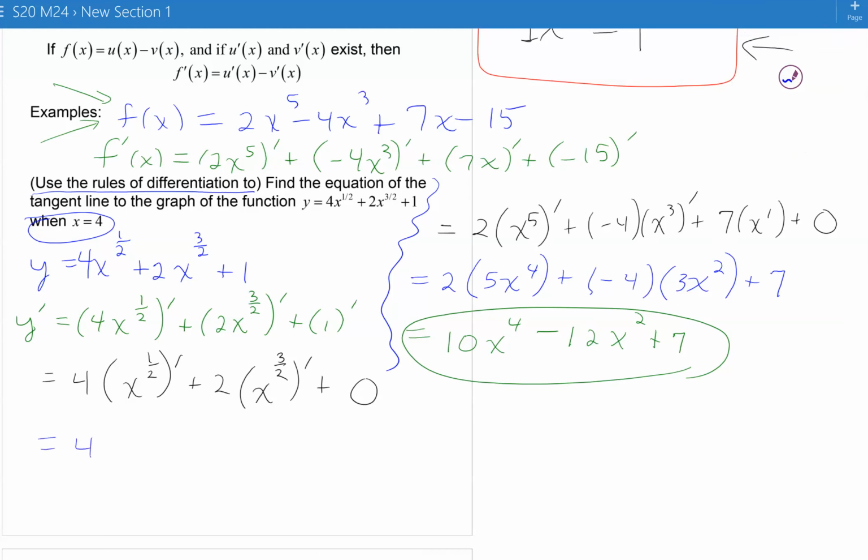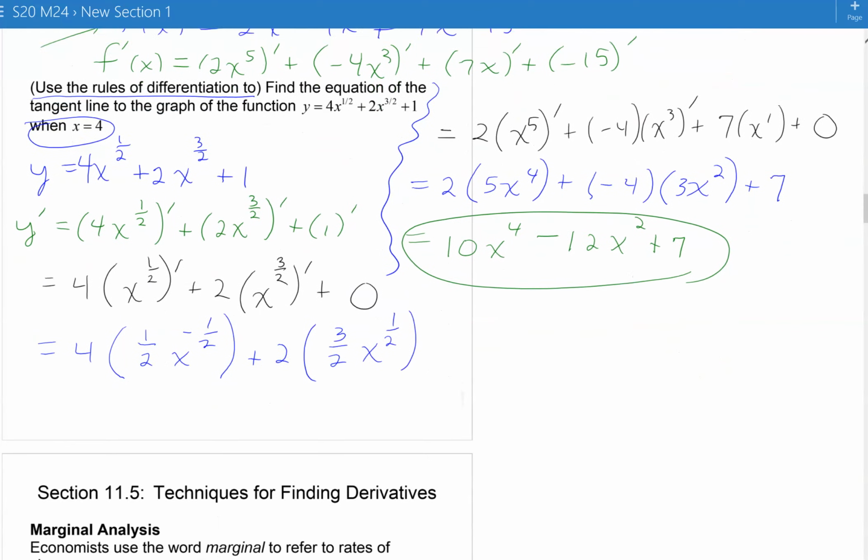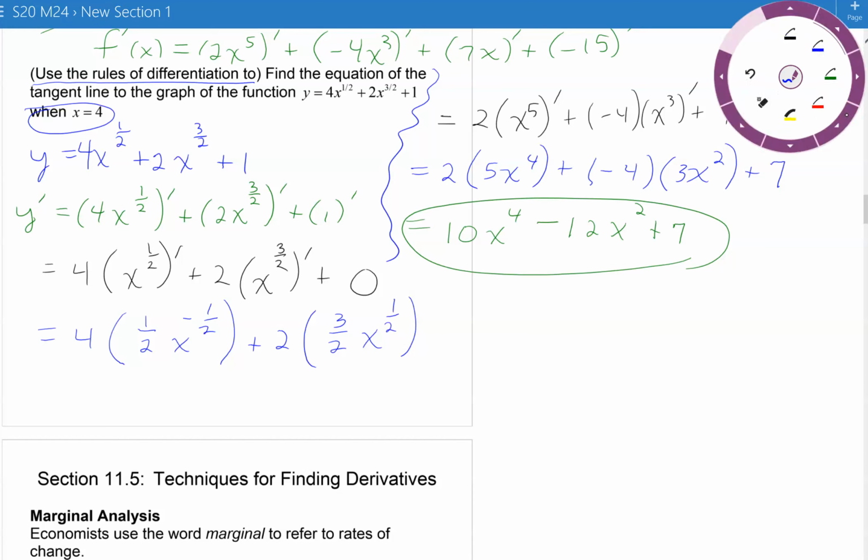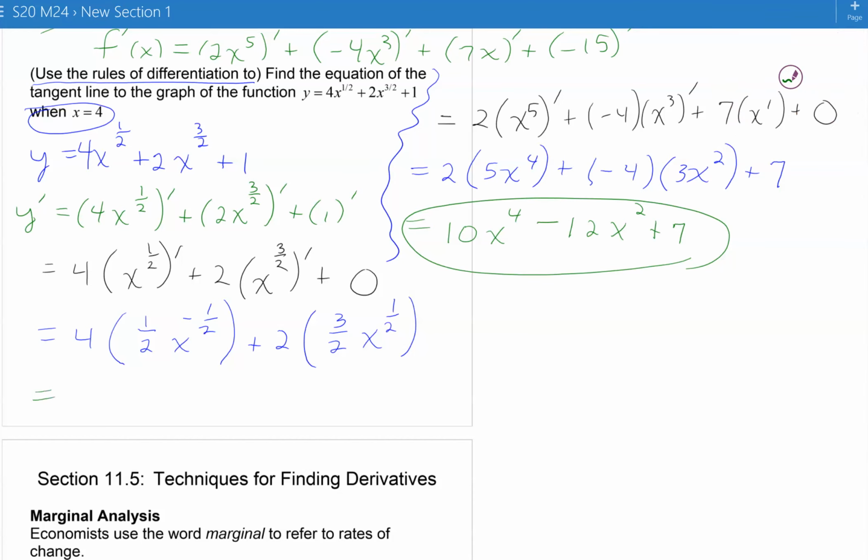Okay, so we have 4 times the derivative of x to the 1/2 by the power rule, it's 1/2 x to the negative 1/2, plus 2 times the derivative of x to the 3/2 by the power rule is 3/2 x to the 1/2. And then plus 0. We don't need to keep writing that because it doesn't do anything. So we're going to have 4 times 1/2 is 2 x to the negative 1/2 plus 2 times 3/2 is 3 x to the 1/2.